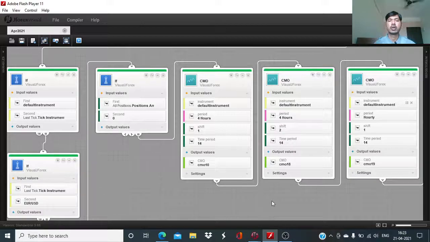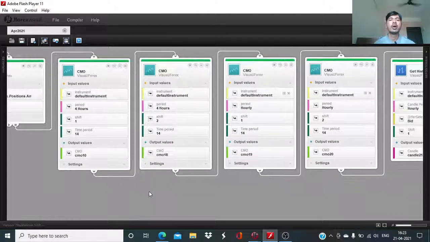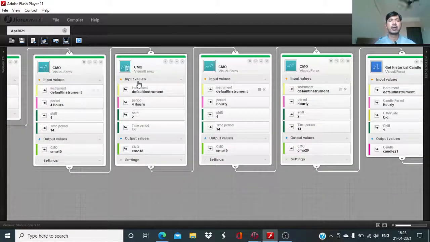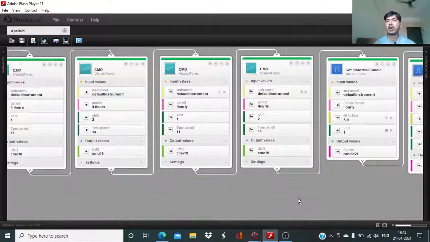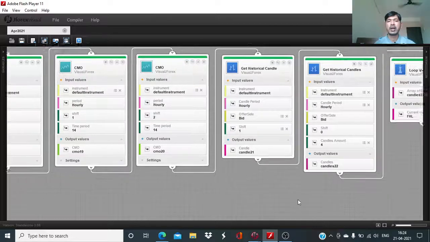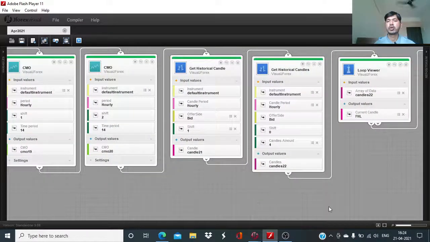where the default instrument is Euro USD. Then I got this position amount defined at 0. After that, the CMO blocks of 4-hourly time frame and the hourly time frame were brought in to define the conditions prior to the execution of the order.